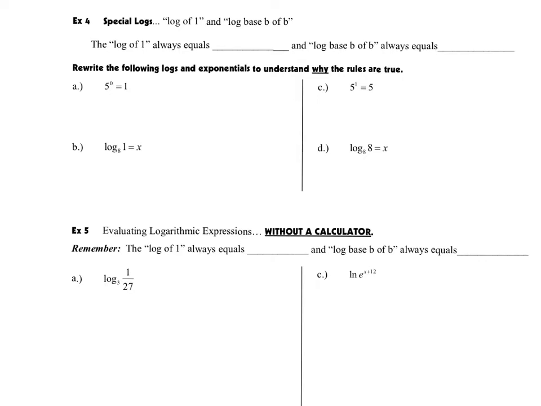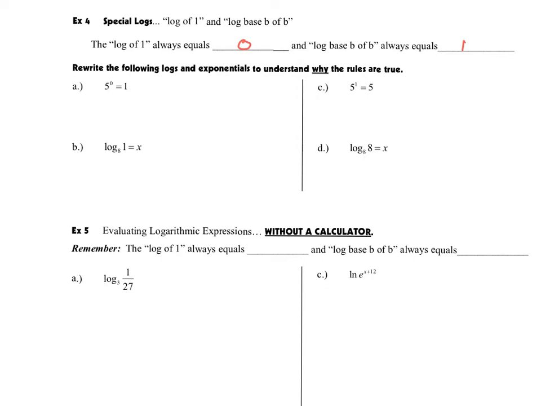So the first thing that we need to look at are two basic rules: when we evaluate logs of 1, and when we evaluate logs where the base of the log and what we're evaluating are the same. So our first rule, log of 1 will always equal 0. And when the base of the log matches the argument of the log, that will always equal 1. Log base b of b will always be 1.